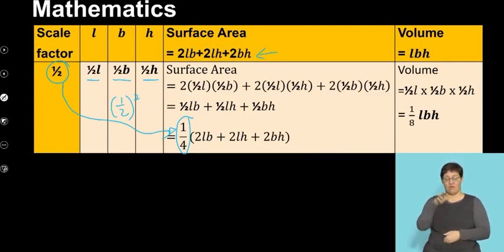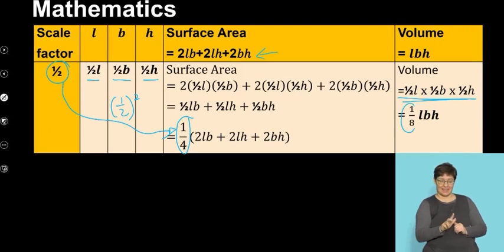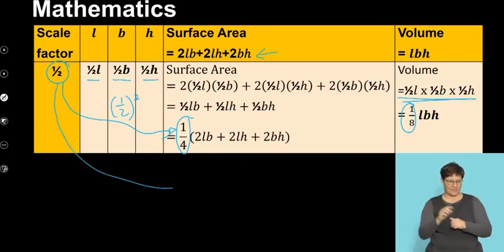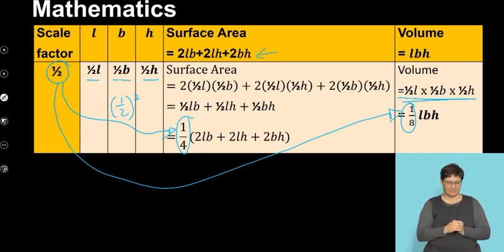So let's now look at the volume connection. Again, just substituting in the dimensions affected by the scale factor, it's equal to 1/8 times length times breadth times height. I'm going to ask you guys to carry on thinking about the link between the scale factor and the volume question. We're going to discuss this one on the next slide.